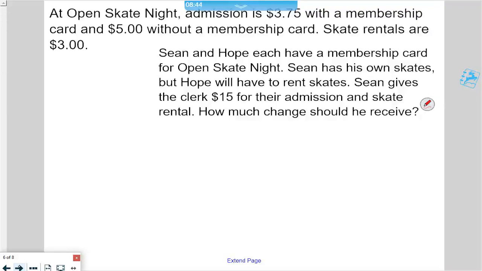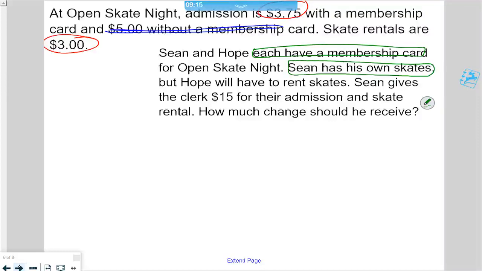Well, let's go back up to the top again. They both have a membership card. Sean has skates, but Hope doesn't. So this time, with our good old eliminate, we don't need to worry about $5 without a membership. We don't need that number, so we're just going to get rid of it. So Sean and Hope each have a membership card for open skate. Sean has his own skates. Hope will have to rent skates.